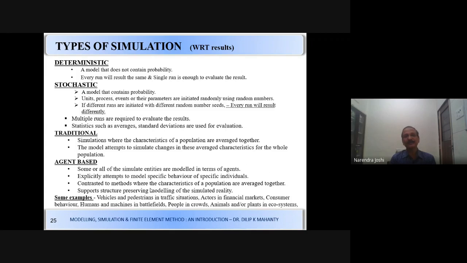Then actors in financial markets, consumer behavior, humans and machines in battlefields, people in crowds, animals or plants in ecosystems, various examples are there. And these are examples based on these 4 types of simulation based on results.